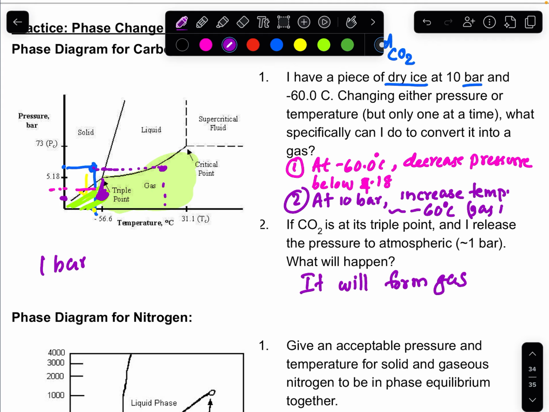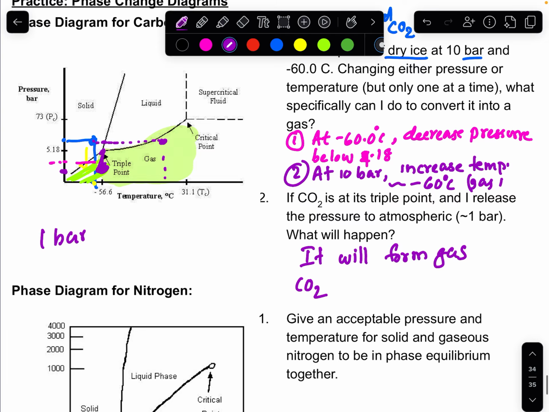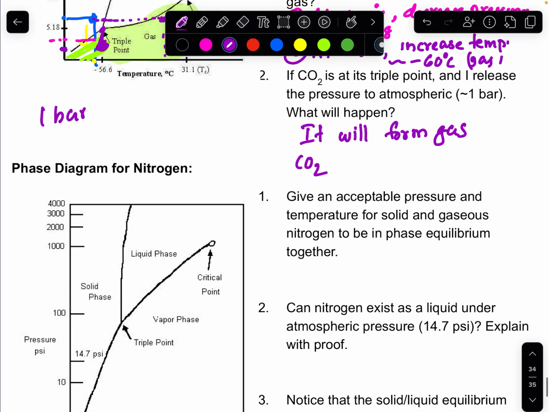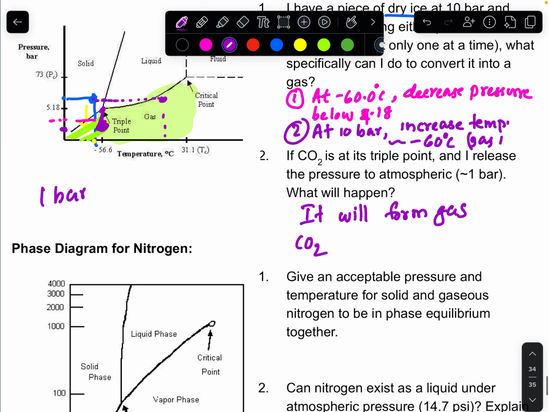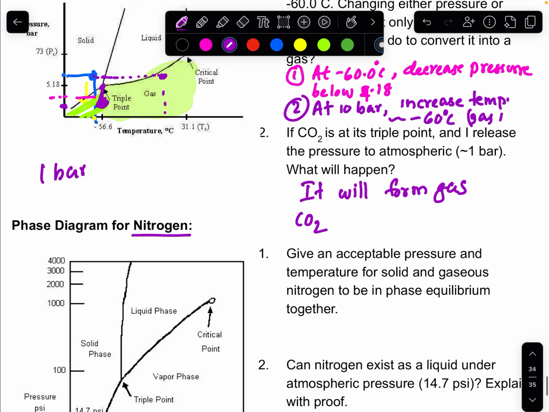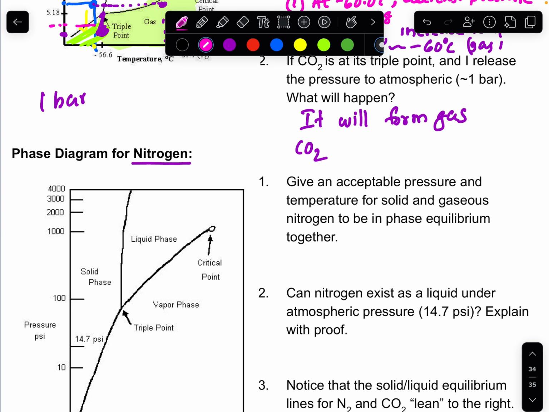Okay, so that means carbon dioxide, that was this point, it was the triple point. It is the existence of all the states. There will be solid, there will be liquid, there will be gas. Everything will convert into carbon dioxide gas. Okay. Okay, next one. That is carbon dioxide. Okay. Next one is nitrogen. Okay, nitrogen.